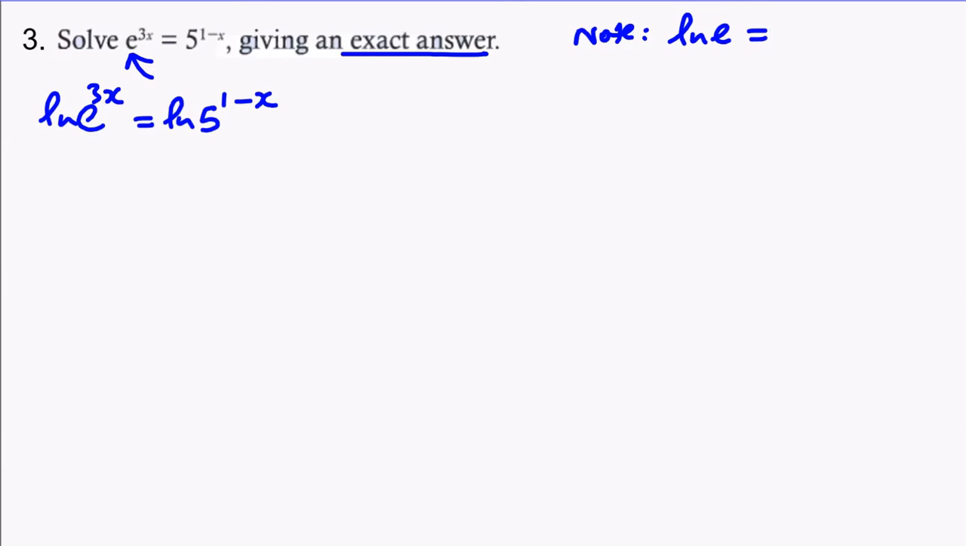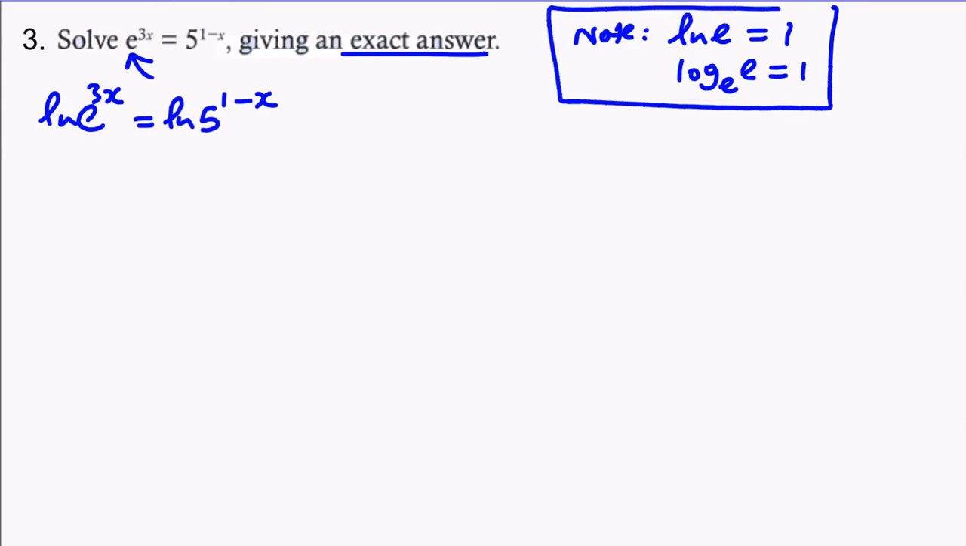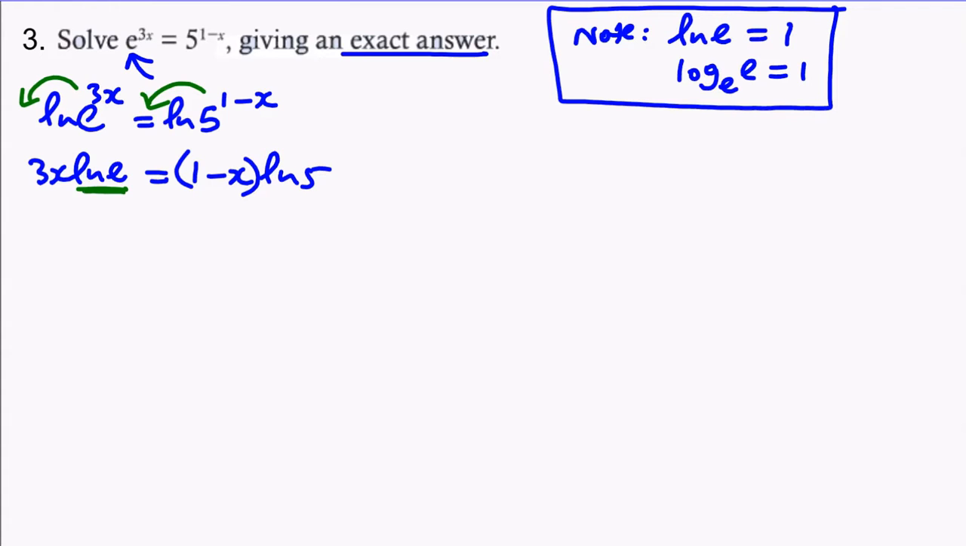ln e is equal to 1. Log to base e of e is equal to 1. All right? So that's why I went for ln rather than log to base 10. Hope it makes sense. So bring this to the left, bring that to the left. What you'll end up with is 3x ln e is equal to 1 minus x ln 5. So we know that ln e is equal to 1.